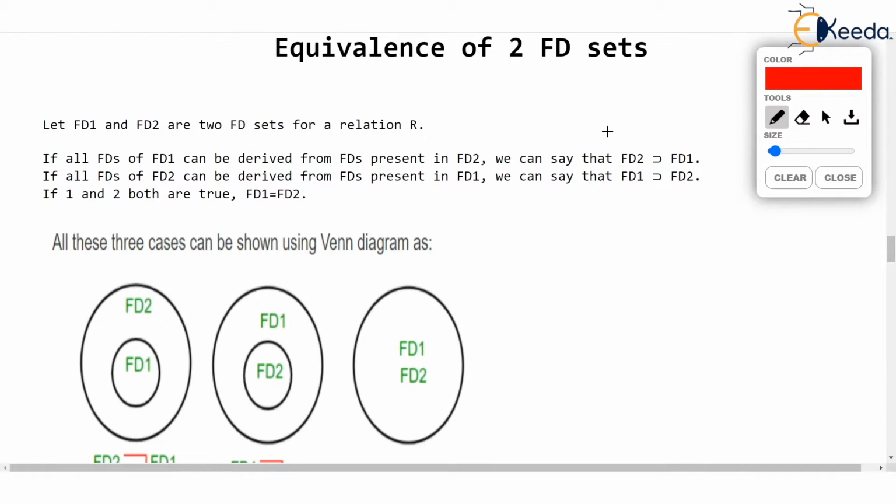We are still learning normalization theory, and in the previous video we solved some GATE questions which helped us to find out candidate keys, isn't it? These were a few questions we solved in the previous video. Now let's start a topic called equivalence of two FD sets.